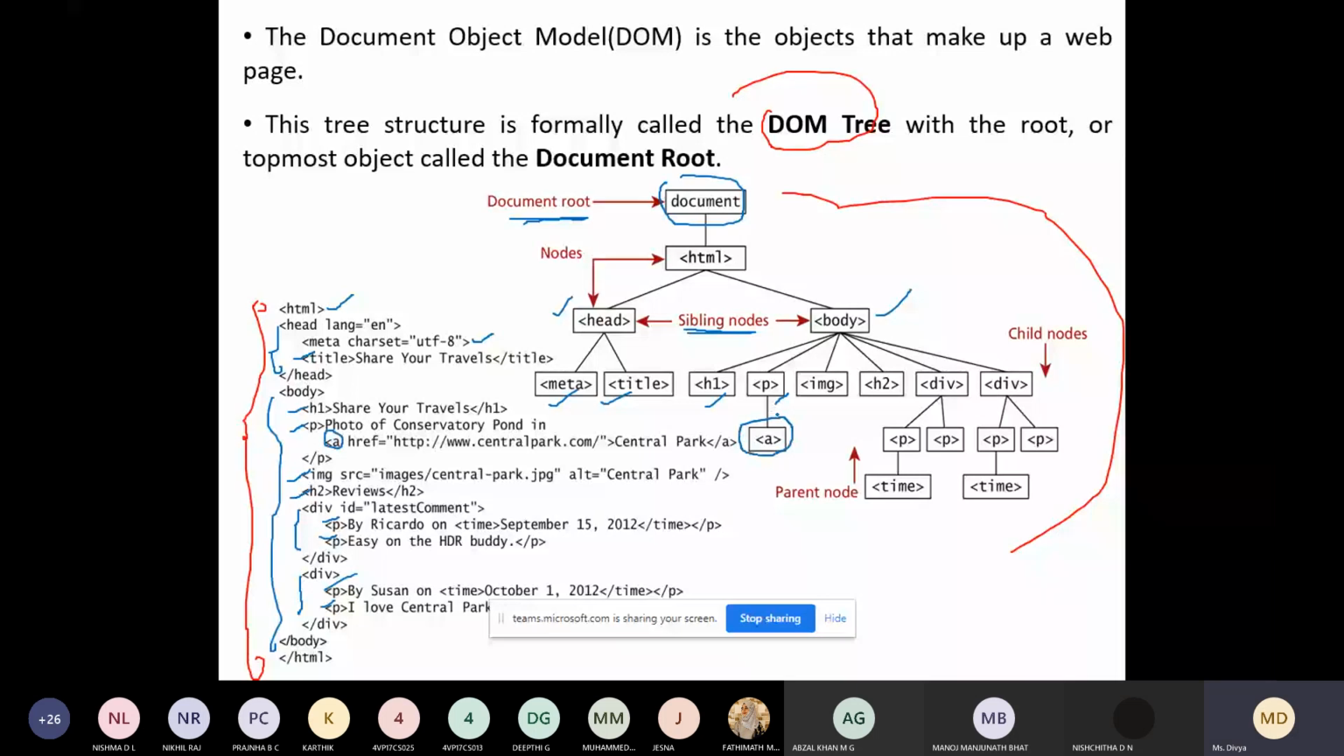Next we have an image, we have an H2 tag. Next we have a div. Inside the div we have two paragraphs. And if you see here, in the paragraph we have one more tag, that is the time tag. So this is time. Again here this is the same. So this is the DOM tree.